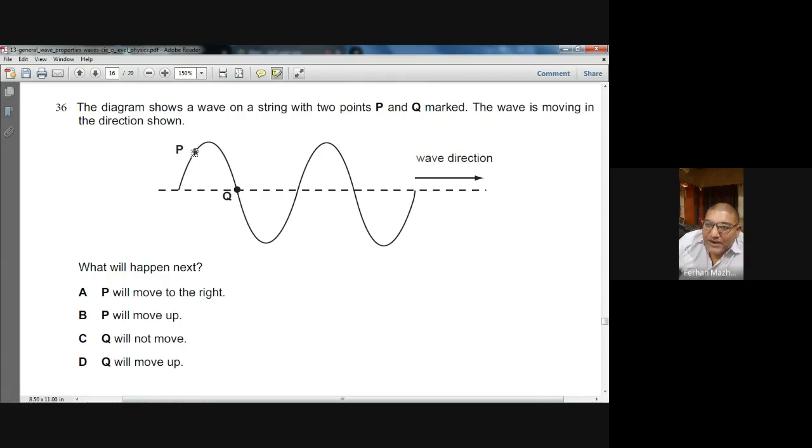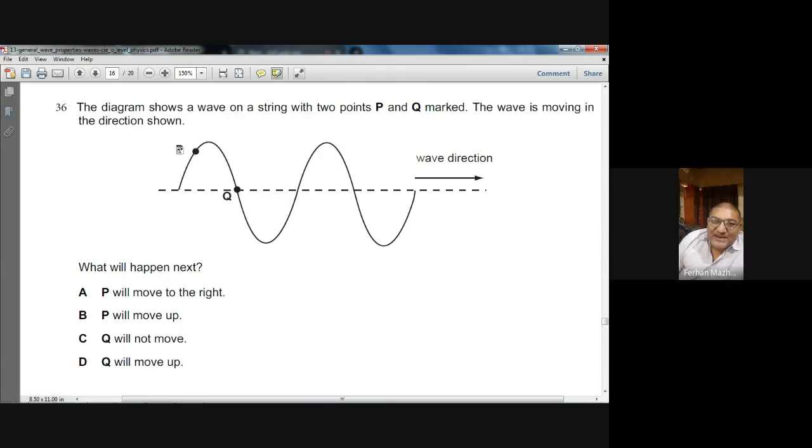What will happen with the P? Whatever is on the left side of the P. So the P will go downward. So what will happen next? The P will move to the right. No, the P will move up. That's wrong. Q will not move. That's wrong. Q will move up. That's right.